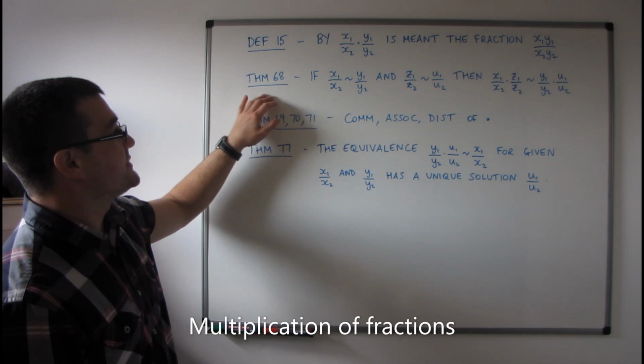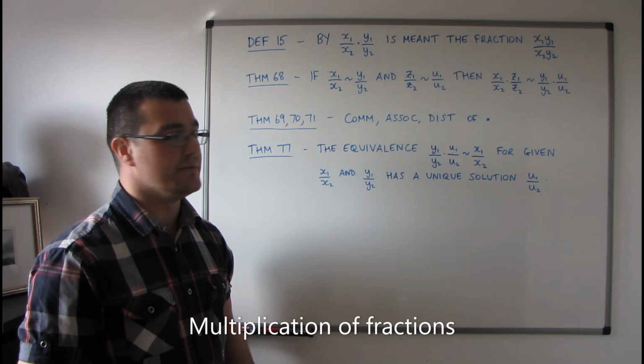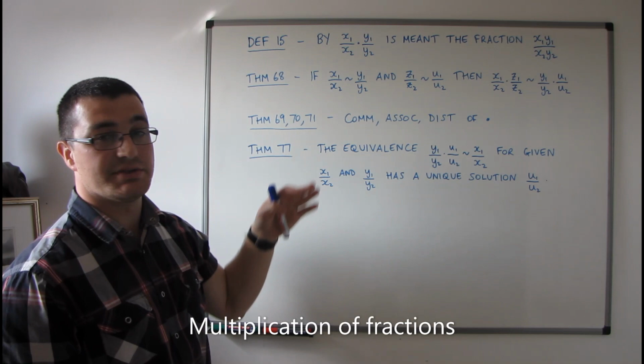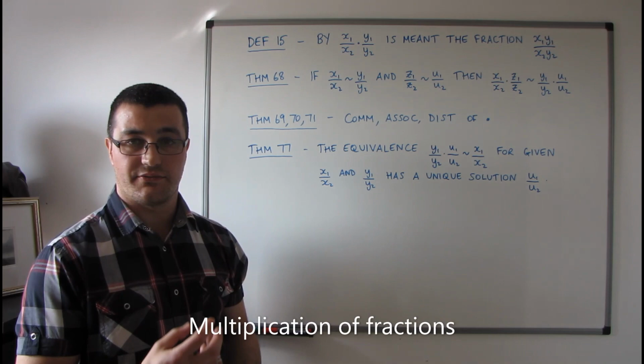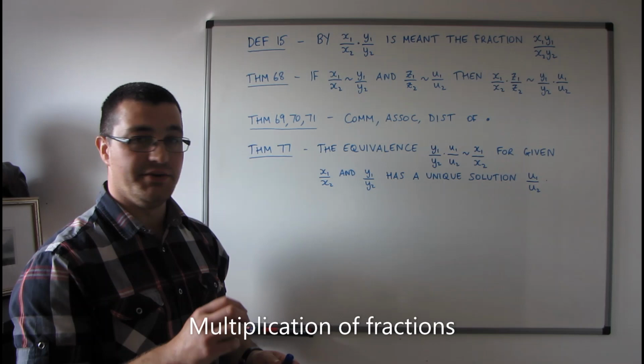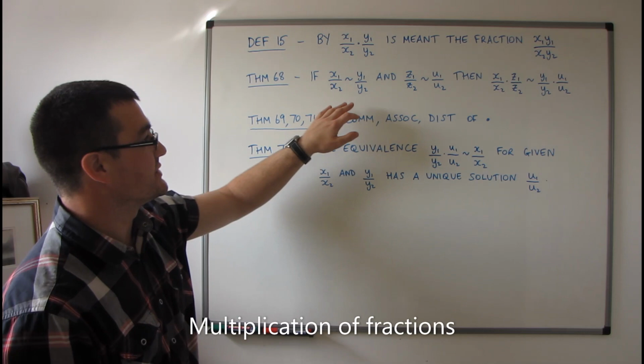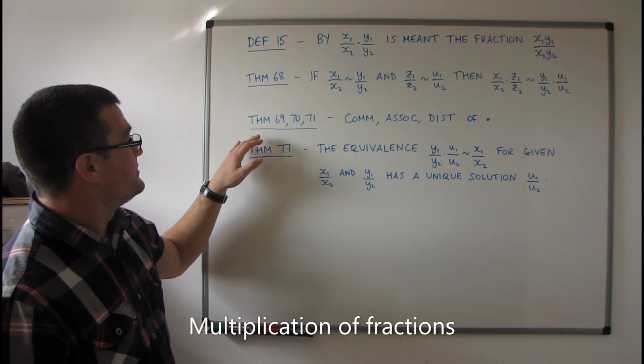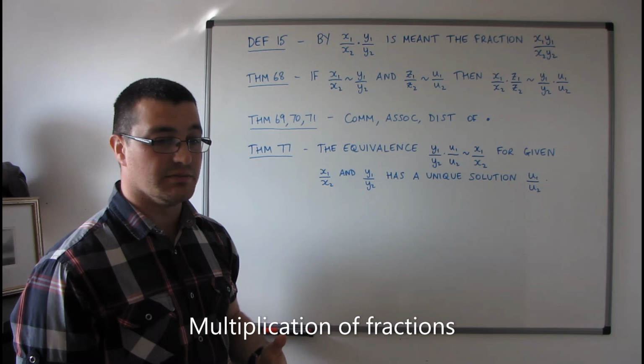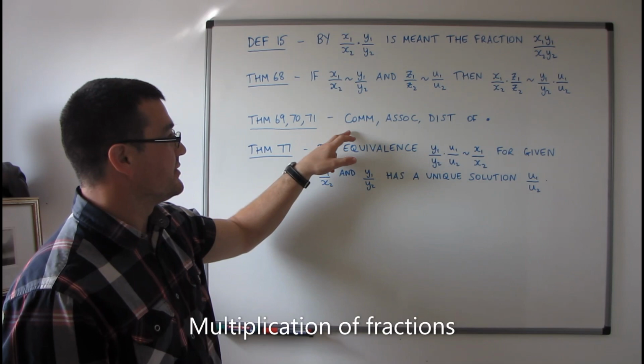Theorem 68 is analogous to the theorem for addition, in that multiplication of fractions only depends on the class of fraction that a particular fraction is from, the equivalence class, and not the particular representative that's chosen from that equivalence class. So that's what this theorem is saying here. Theorems 69, 70, and 71 cover the usual elementary properties of multiplication: commutativity, associativity, and distributivity of multiplication.